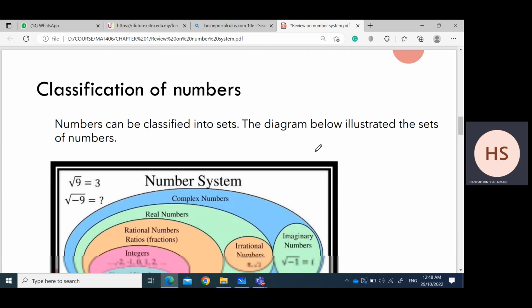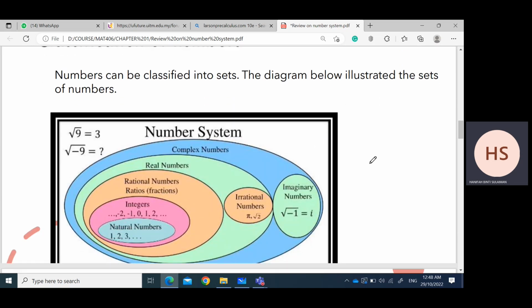So next we go to classification of numbers. Okay, as you can see in this slide, it is about sets of numbers. Numbers can be classified into sets. We have several sets of numbers. First, we have the complex number. As you can see, the biggest set here is the complex number. Maknanya semua nombor yang ada di dunia ini adalah complex number. Dalam complex number terbahagi kepada dua jenis number, iaitu real number dan juga imaginary number.